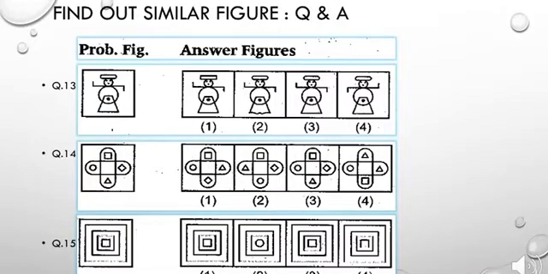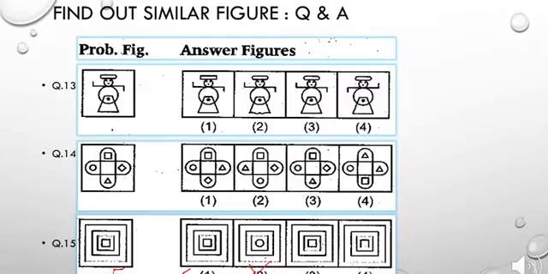In question number 15, there are squares given which are placed one inside the other. Let's count how many squares are there. 1, 2, 3, 4, 5. 5 squares are there. So let's check how many squares are there in each of the options. In option 1, 1, 2, 3, 4, 5 squares are there. In option 2, 1, 2, 3, 4, 4 squares and 1 circle is there, so this cannot be the answer.